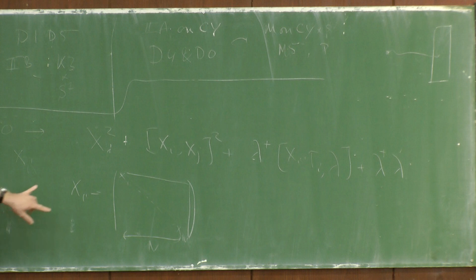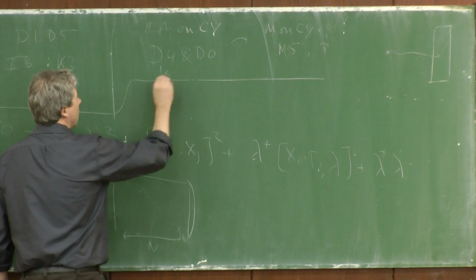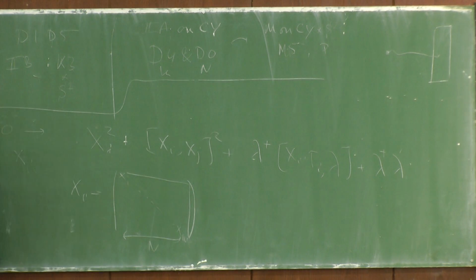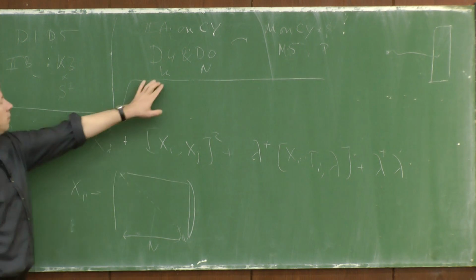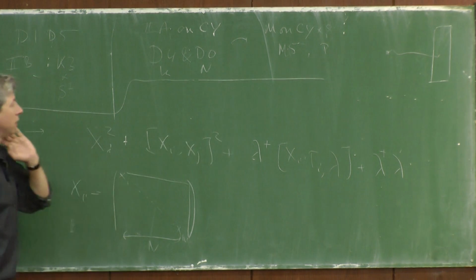So this is an n by n matrix because I had n D0 branes. Let me put k: so I'm going to have an n and a k, k being the number of D4 branes and n being the number of D0 branes.